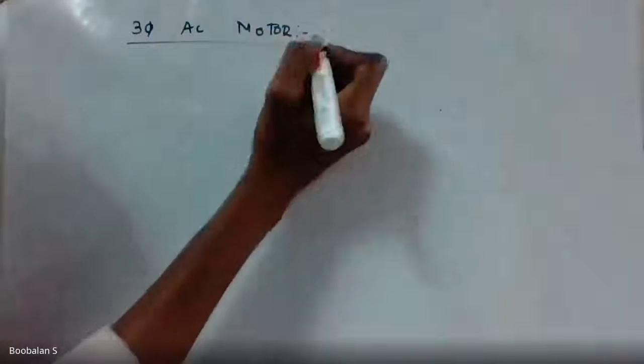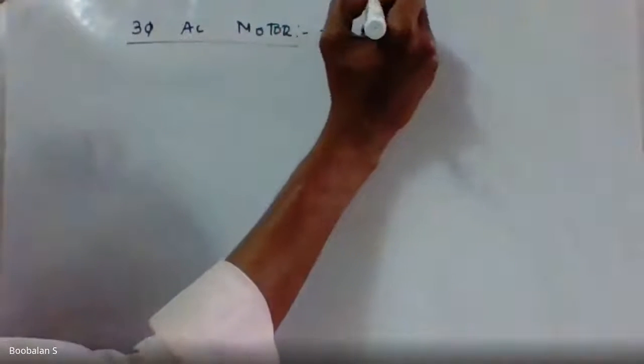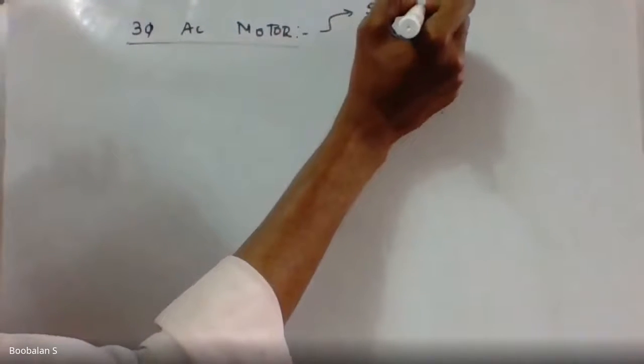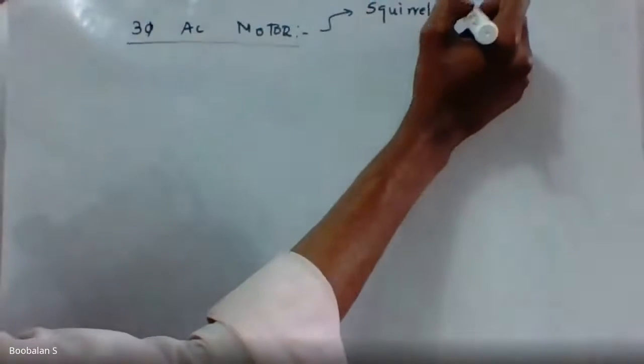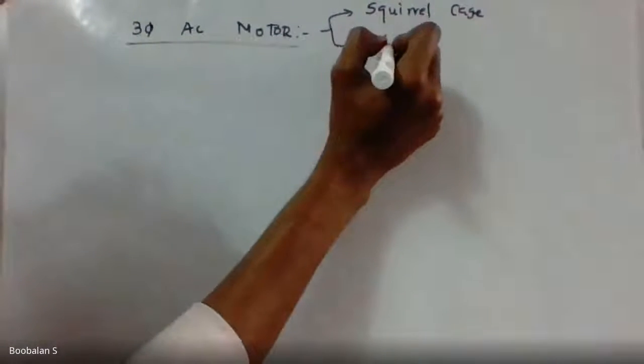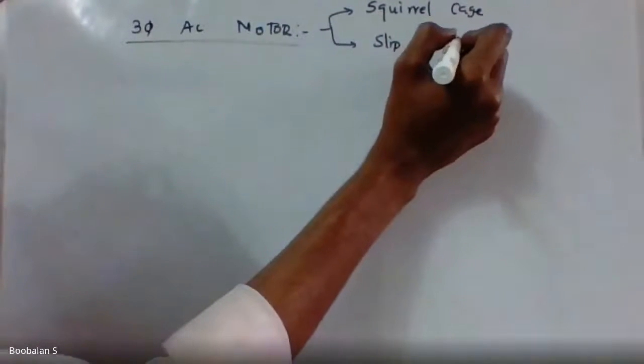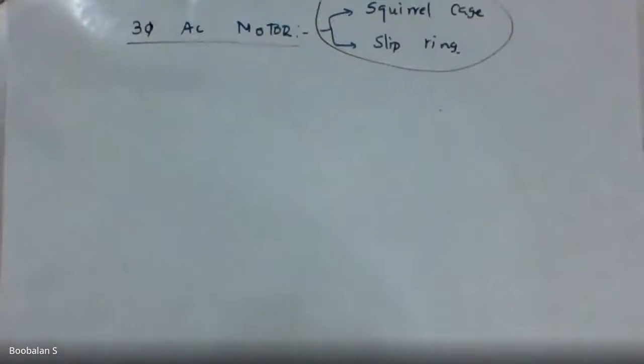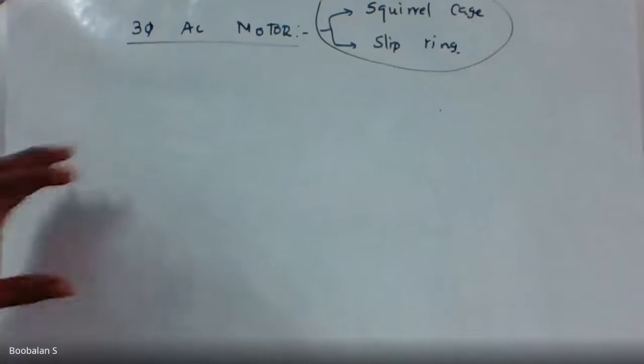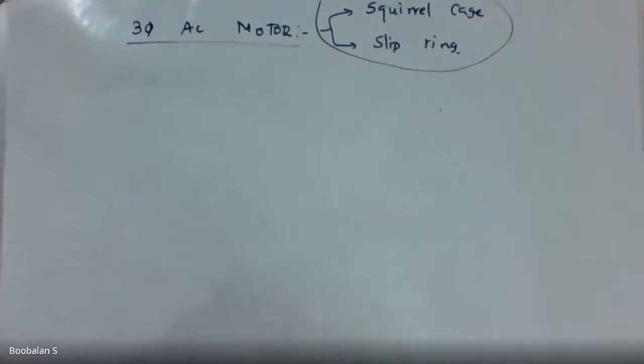On the motor side, there will be two types of motor. One is the squirrel cage type of three-phase AC motor, and one is the slip ring induction motor. We'll discuss these later. These are the two types of three-phase AC motor available. But first we finish this construction and working principle.